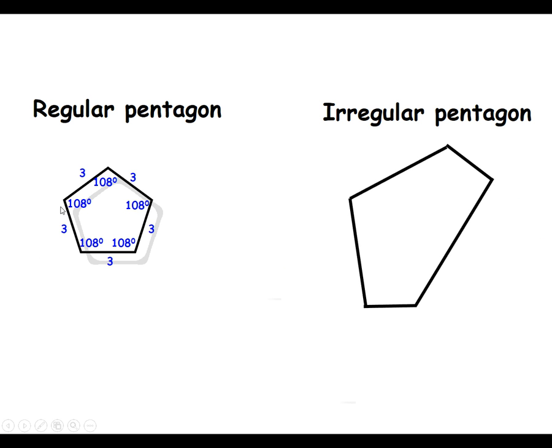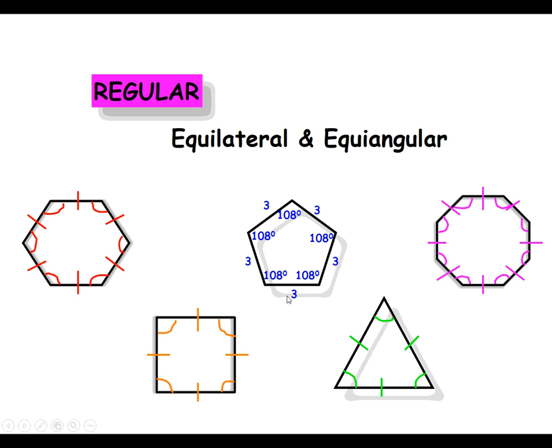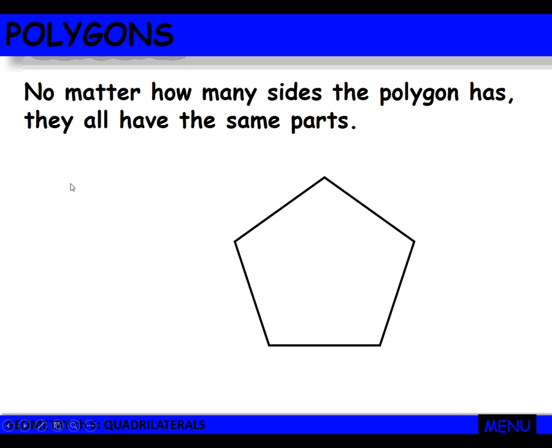Like over here on the left, regular pentagon. Everything is the same. It's really symmetric all the way around. And on the right side, that's an irregular pentagon. It's all messed up. When we say something is regular, we mean it's equilateral and equiangular. This is very common, so we shorten it down to one relatively short word rather than write out equilateral and equiangular.